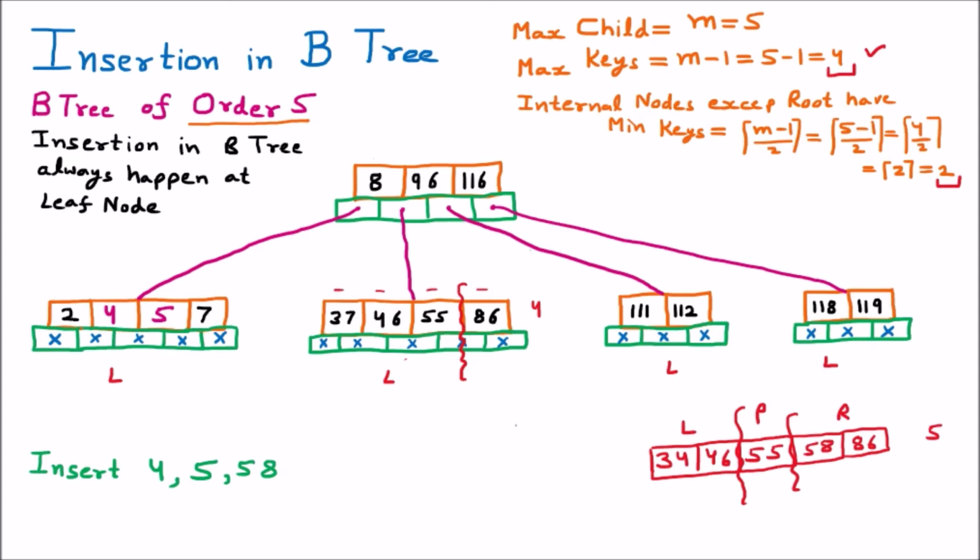Now that means 55 will be the parent, and on the left hand side there will be 34 and 46, and afterward on the right hand side there should be 58 and 86. So this is how this will be broken into the parent and child. Now we already know that this is the complete key which is broken up into parts. So obviously we are going to reconstruct the tree.